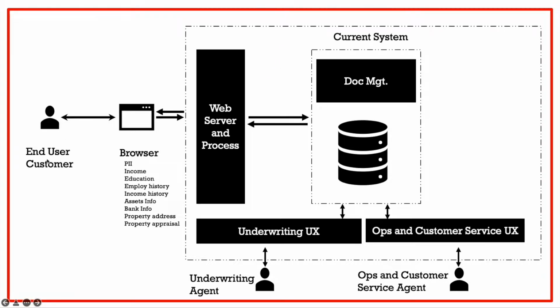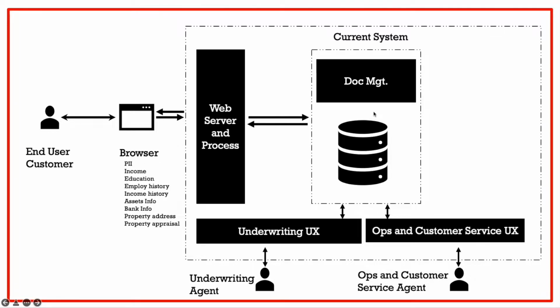Here's what the current system looks like. The end user uses our portal to complete all that information, and in doing so, they are providing us various information, their PII, which is name, age, address, SSN, income history, employment history, asset information, bank asset information, all sorts of information. This gets processed by the existing web server programs, and it gets saved into the firm's database and doc management system.